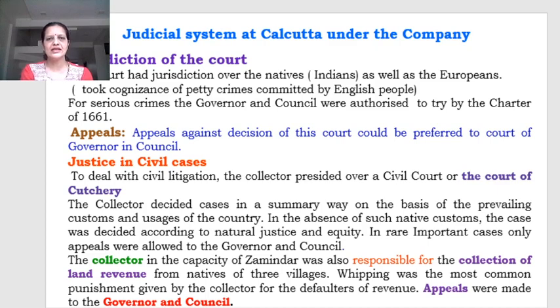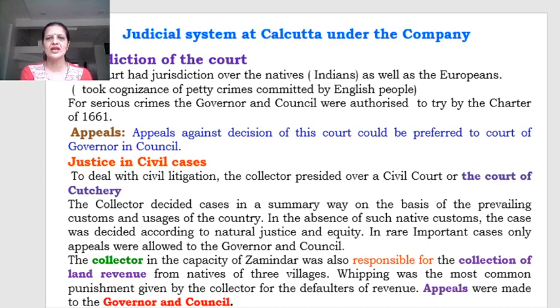So let's discuss civil administration of justice. To deal with civil litigation, the collector presided over a civil court or the court of Kacheri. So this court was known as the court of Kacheri. The collector decided cases in a summary way on the basis of the prevailing customs and usages of the country. In the absence of such native customs, the cases were decided according to natural justice and equity.